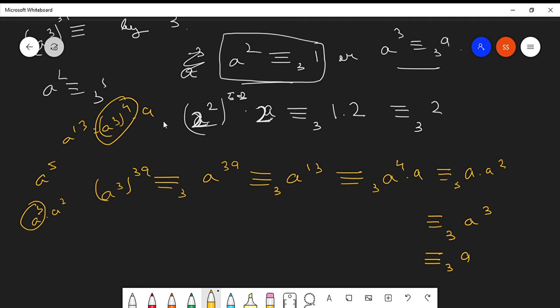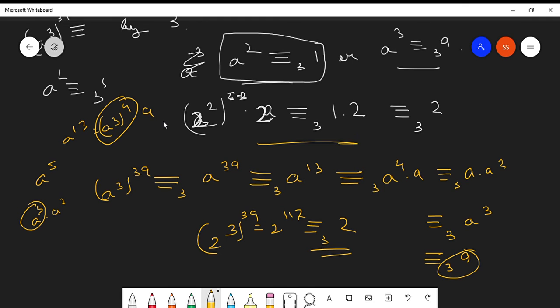What was a? a was 2, so 2 to the power 3 to the power 39, that is equal to 2 to the power 117, is congruent to 2 mod 3. You can use this one. This one is shorter. This one actually needs shorter steps. So whatever you like. So this is the Euler's little theorem. Sorry, Fermat's little theorem. Okay.